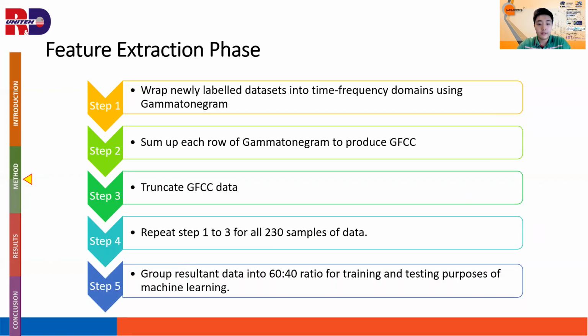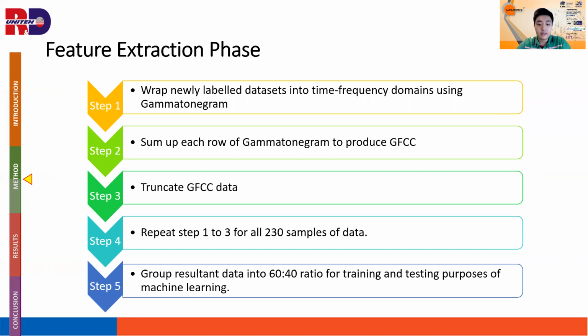In the feature extraction phase, the first step is to wrap each extracted dataset into time-frequency domains using the Gammatone filter, also known as a gammatonegram. Second is summing up each row of the gammatonegram to produce the GFCC. Third step is to truncate the GFCC data by selecting the peak range of interest to avoid high dimensionality problems.